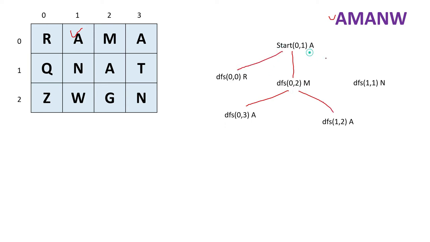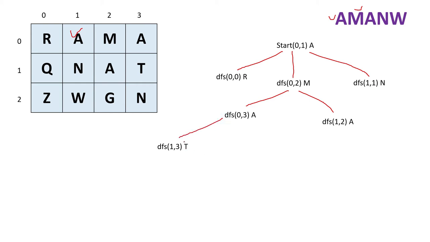Here also there were three paths in total. Now from 0,3 and 1,2, I have to check for the third letter. That is A. In both cases A is present, right? So let's try for any one of them. Let's try the first one, 0,3. From 0,3, where can we go? We can only go to the 1,3 cell, that is T.